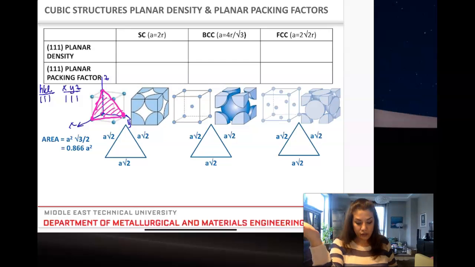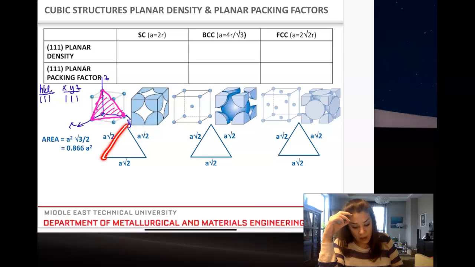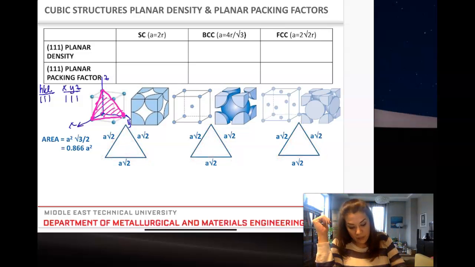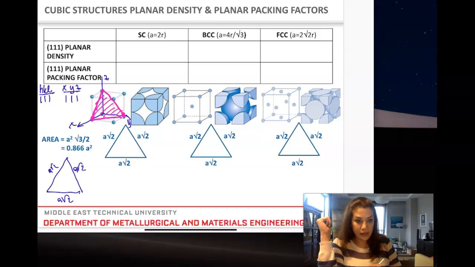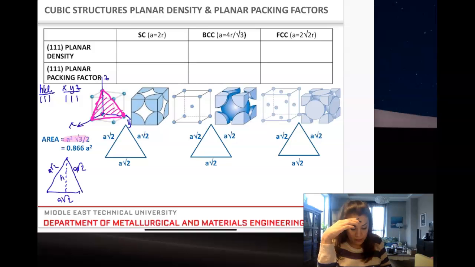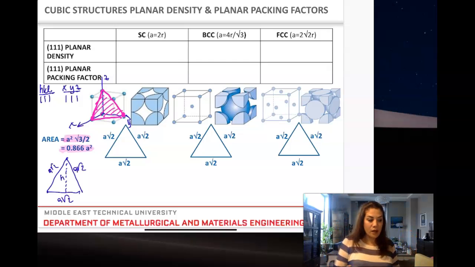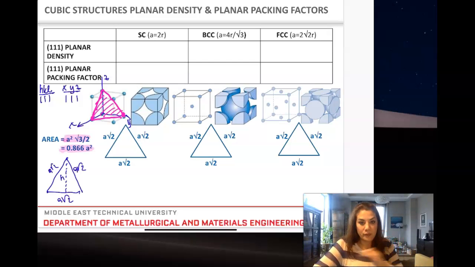So it's not hard to see my sides are the face diagonals. Therefore, my side lengths are A square root of 2 for all of them. The area is, we can draw A square root of 2, A square root of 2, A square root of 2, a triangle. And if you multiply the height with the base and divide by 2, this is what we obtain as an area. Okay? So let's place our atoms centered in that specific 111 plane.